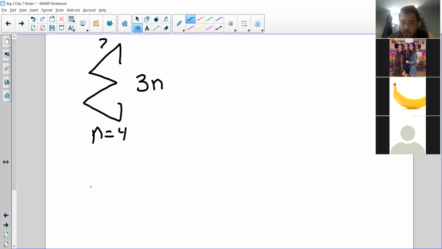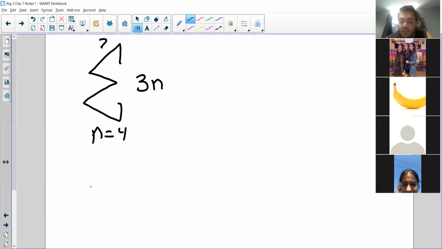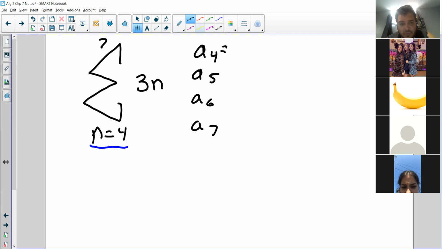Is that from the 4th position? Yes, good. So instead of starting at the first position, which we are used to doing in normal sequences, you start at the 4th position. So instead of A1, you follow the bottom term here, which is 4, and you start at A4, which means you go to A5, A6, and you keep going up until you get to the final position.